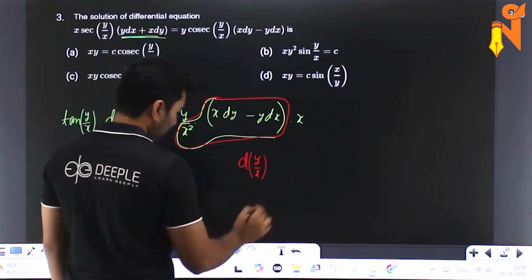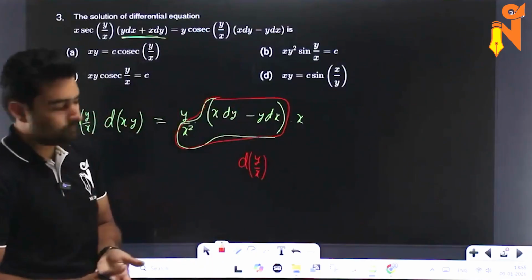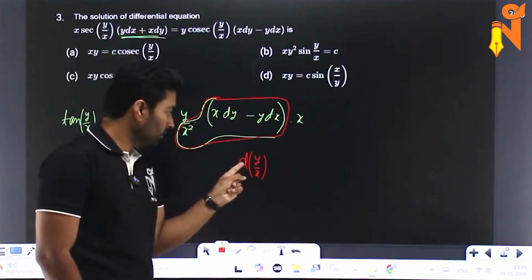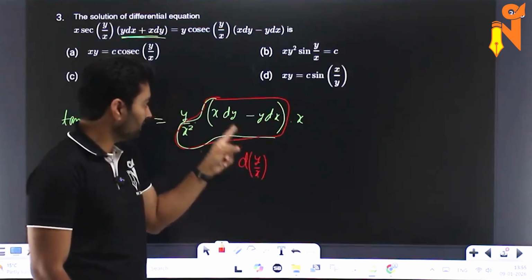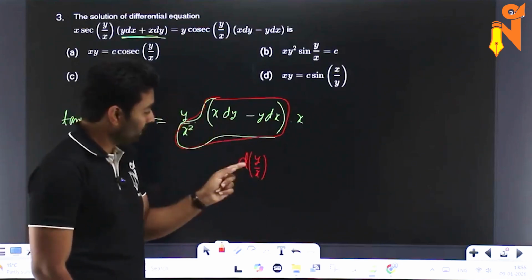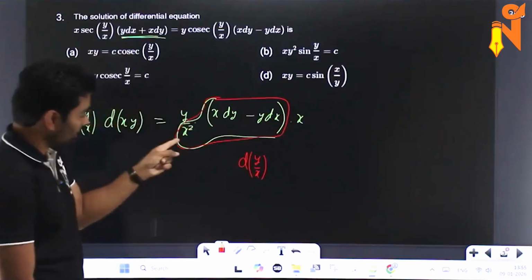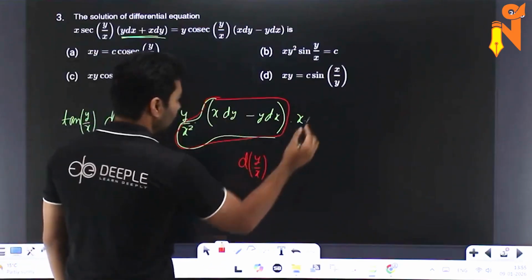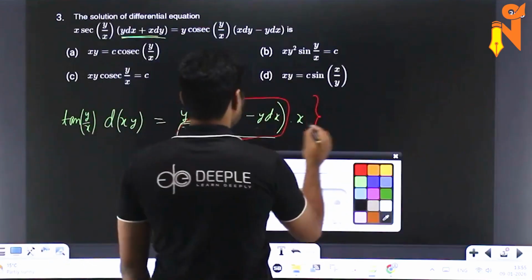We will check, obviously. So d of y by x, if you can't remember this formula, you can check, but you should do it very fast. d of u upon v means u dash into v, so u dash means d of y, it's here, into v, minus u into v dash, it's here, upon v square. Yeah, it's correct. Now that means this is d of y by x.